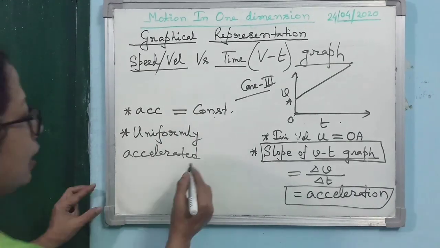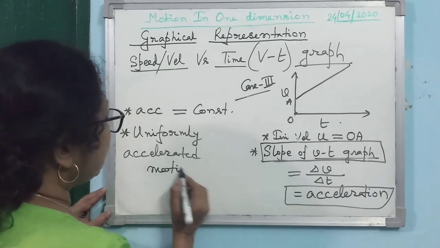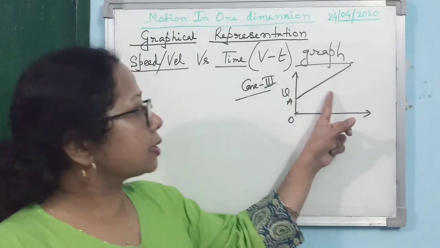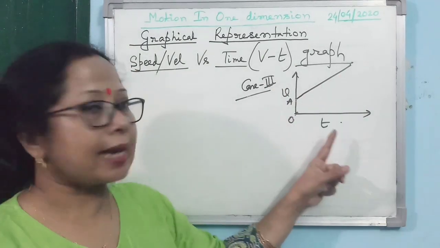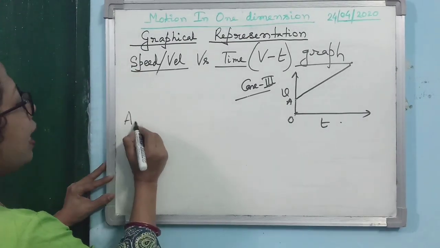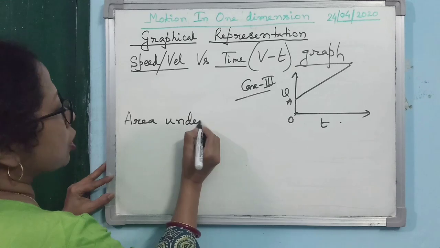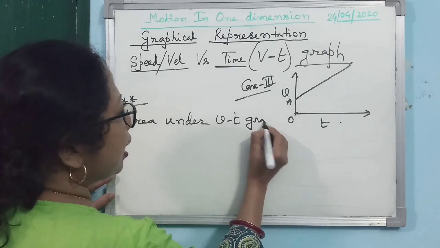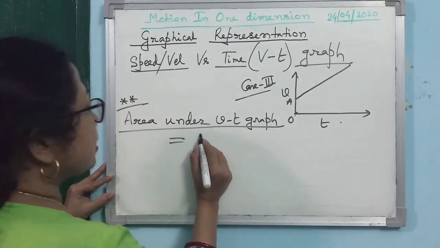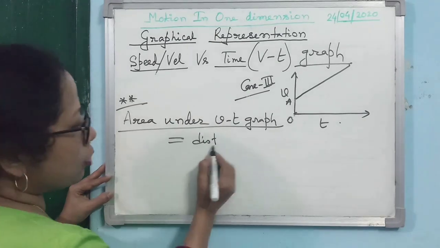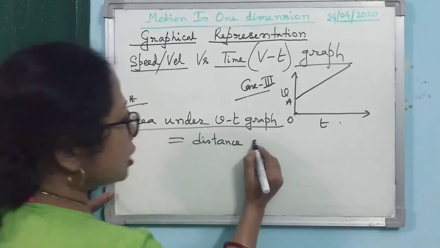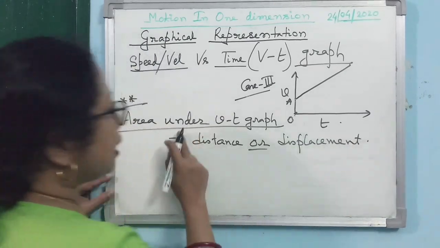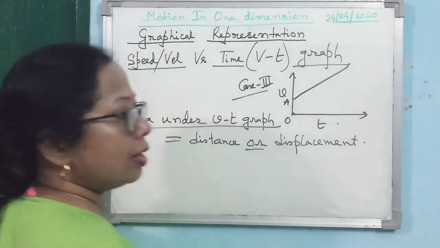What kind of motion does it represent? Uniformly accelerated motion. Now, as I already discussed, the slope of the velocity time graph represents acceleration. Like that, the area under the velocity time graph is also another very important point. What does the area under the velocity time graph represent? It represents distance. If v is speed, it will represent distance, and if v is velocity, it will represent displacement. Is that clear? So the area under the VT graph represents distance or displacement.